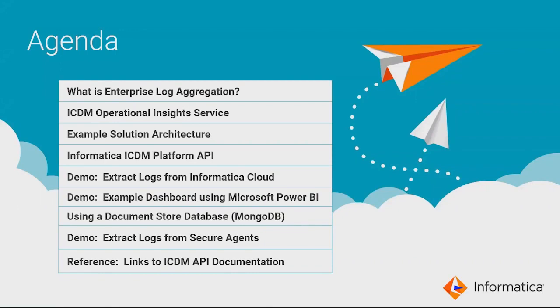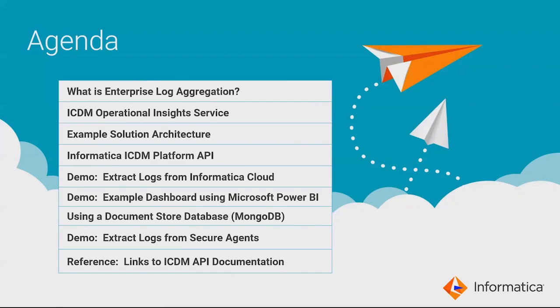We'll take a look at the Operational Insights service in the Informatica Cloud and describe some of the available features for monitoring your Informatica infrastructure. We'll also show an example of a solution architecture that can help provide the same information to your enterprise log aggregation system. We'll take a look at the Informatica ICDM platform API and how this can be used by tools such as the Informatica Cloud Data Integration, CDI, to pull logging information from the Informatica Cloud.